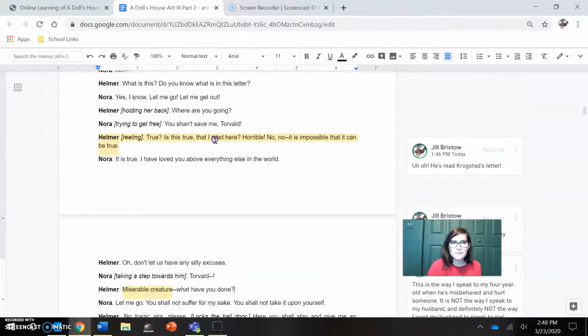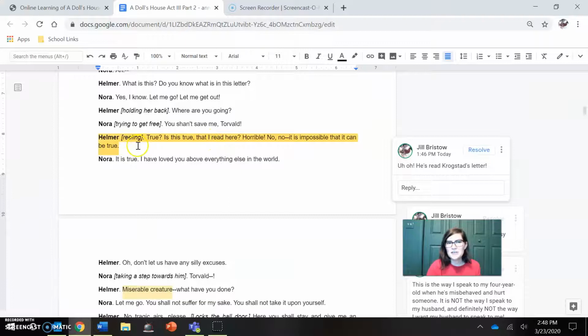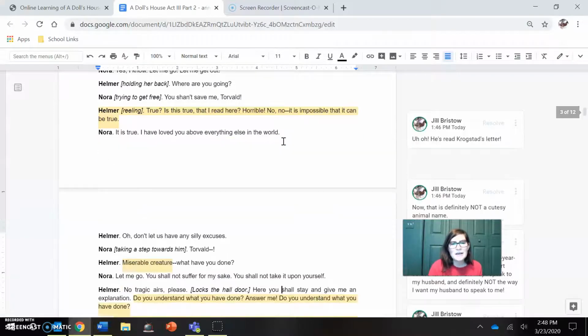Torvald reads the letter. I love our stage direction here. Reeling. He's reeling. He says, true, is this true? What I read here, horrible. It's impossible that it can be true. And, of course, it is true, the whole situation.